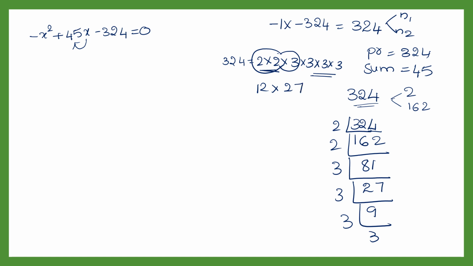We should check the sum. 27 plus 12 is what? 20 plus 10 is 30. You get 39. Sum is 39. So we should get sum 45. So 12 and 27 cannot be taken.